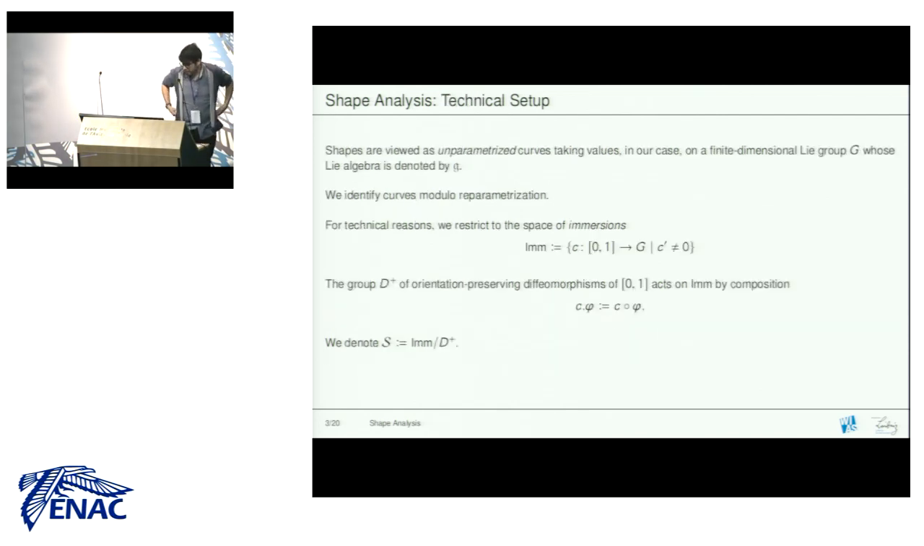And for us, shapes are unparametrized curves, which take values in a Lie group, right? Or in this case, in a direct product of Lie groups. So it's SO3, one for each joint. And we do this identification of curves modulo reparametrization, which is technically taking a quotient of the immersions by the diffeomorphism group of the interval [0,1], which is your time interval. All right, and you need them to be orientation preserving. So this is the setup. So for us, shapes are essentially equivalence classes, modulo reparametrization, of parametrized curves.